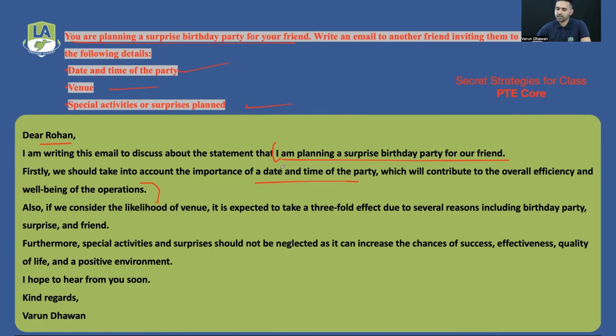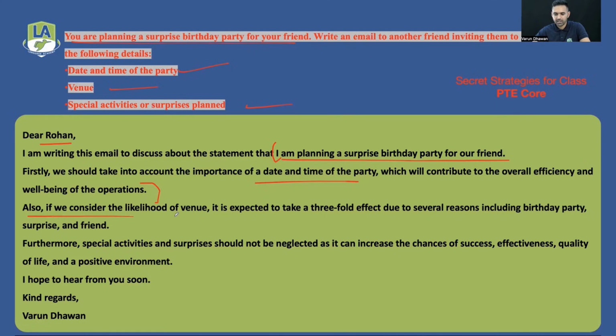Now, if you want to add a date, you can, but it's not necessary because accuracy is not that important, as I've told you before as well. You can simply write importance of date, which is 27th, and time, which is 7 p.m. of the party, if you want, but you have to be careful about the word limit as well. You cannot exceed 120 words.